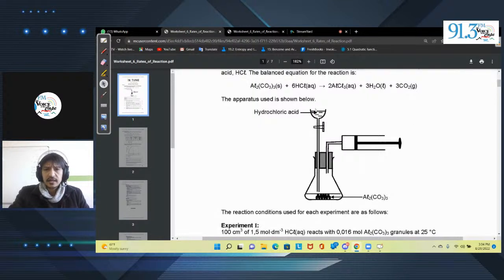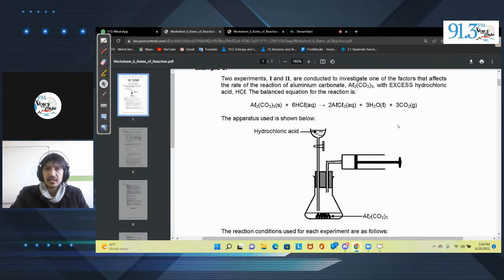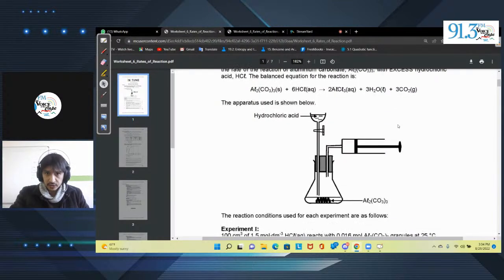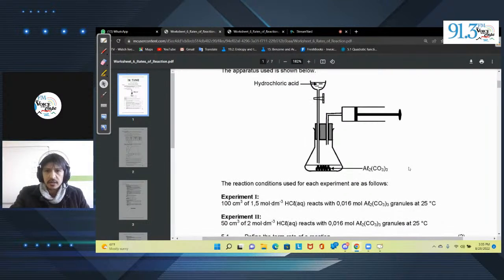They give us the apparatus that is being used. As we can see, here's our funnel going all the way down with the hydrochloric acid in it. We just fill it up there and it pours in, drip by drip. So this here is a burette. We are measuring out very small quantities during this reaction because it is a neutralization reaction. The reason we measure it out drip by drip is because we want to get the exact moment at which neutralization occurs. Over here, we have the aluminium carbonate.